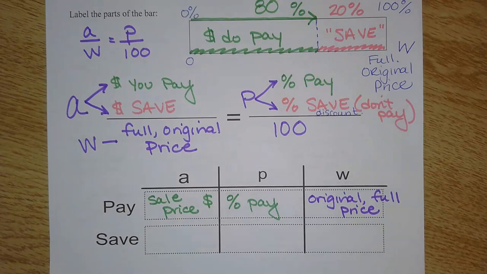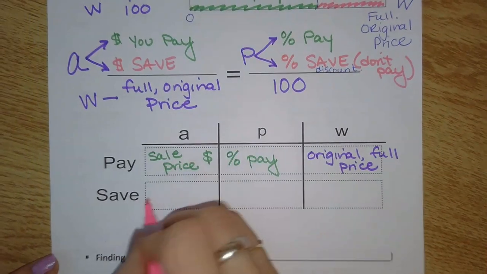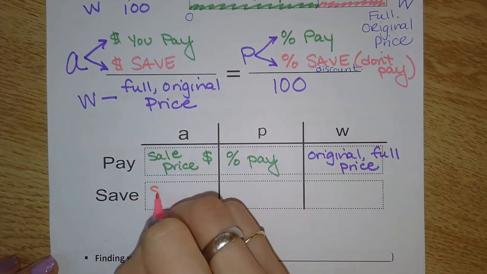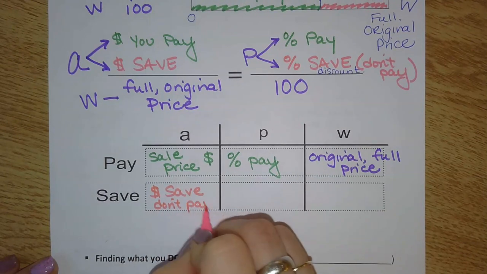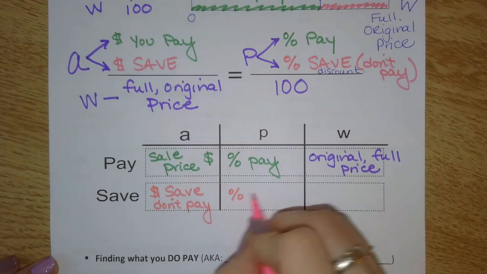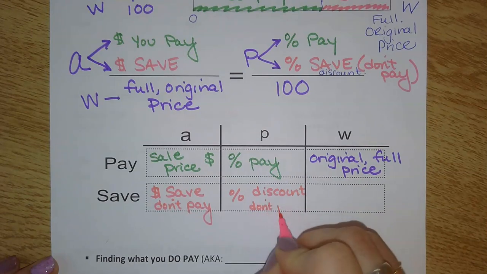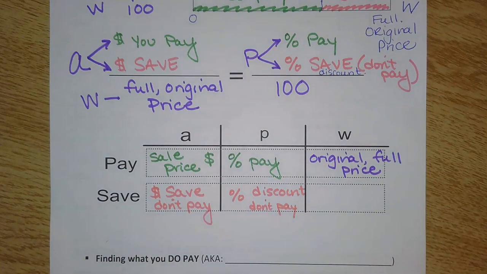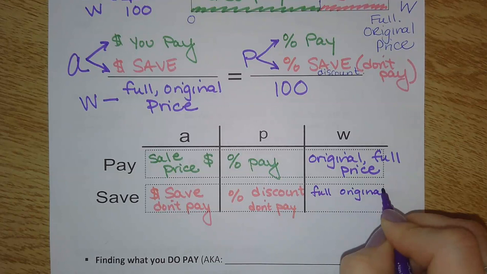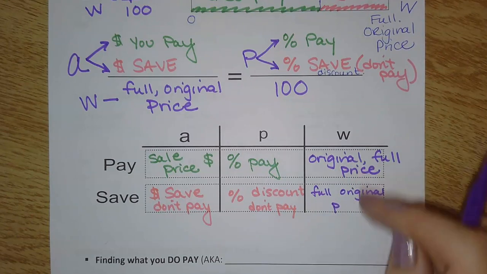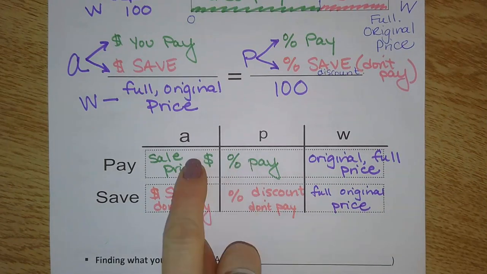Or I could do it all with the pink, right? I could do it all with this pink part of my bar. I could look at how much I save. So this is how much money you save or don't pay, and the percent of the discount, or again, what you don't pay. And then full original price. So this W is the same in both cases. It doesn't change. But these we have to make sure we line up, right?